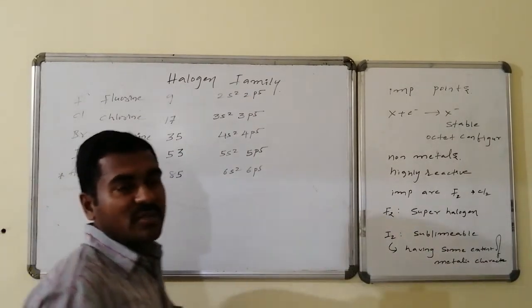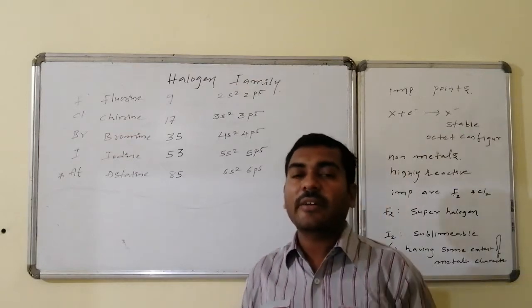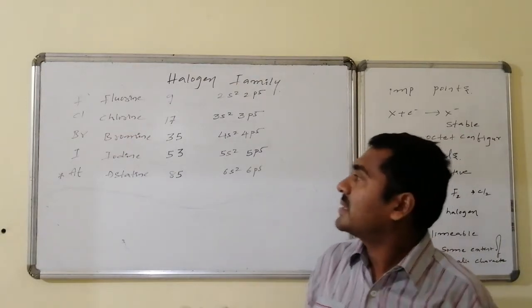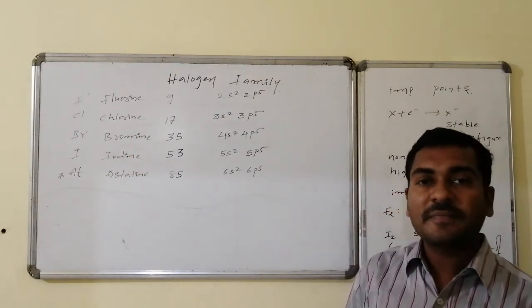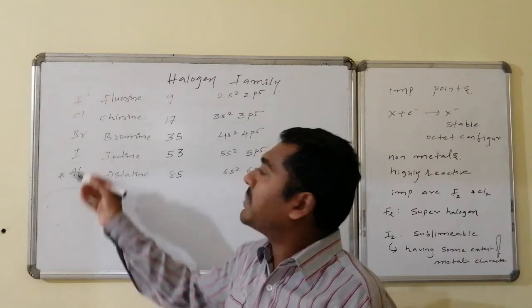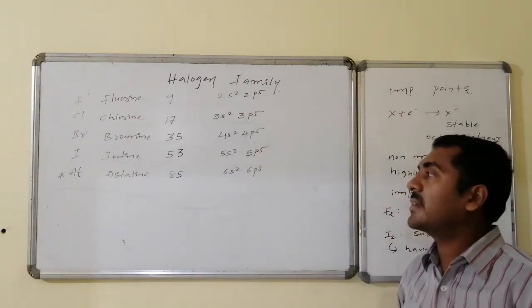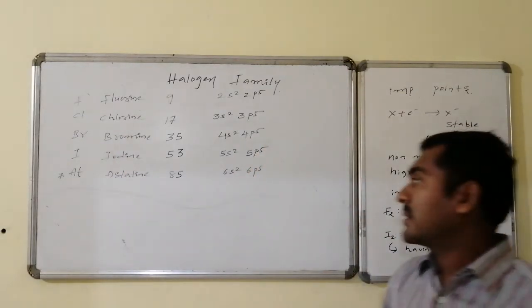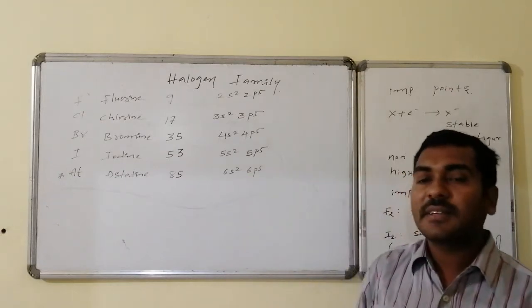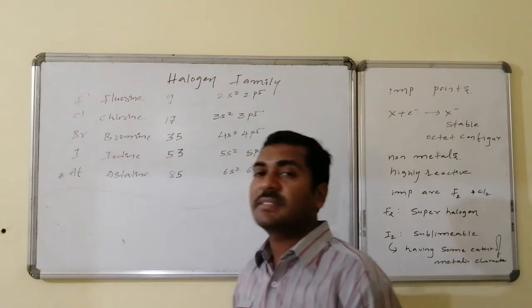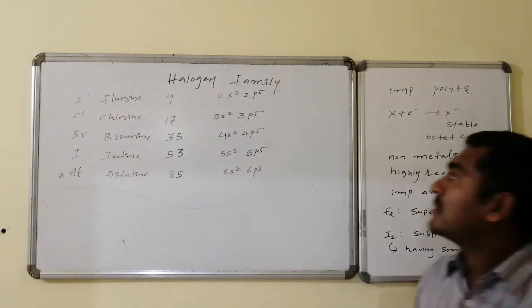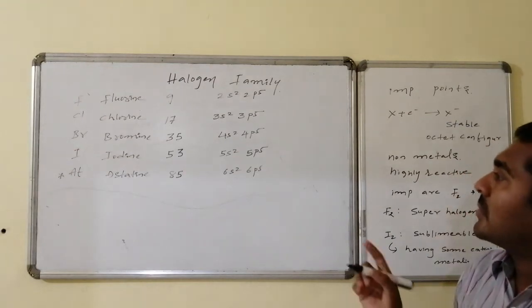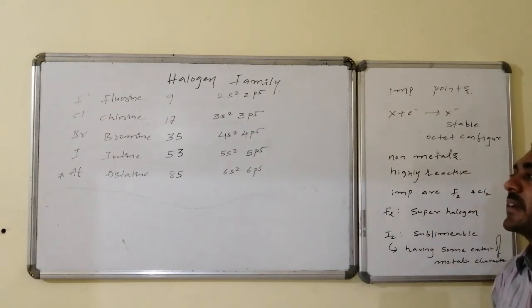The elements of the halogens, their electronic configuration and atomic numbers. These are fluorine, chlorine, bromine, iodine as well as astatine, whose symbols are F, Cl, Br, I followed by At. Astatine is a radioactive element, hence it is indicated with a star mark. Corresponding atomic numbers are fluorine 9, chlorine 17, bromine 35, iodine 53, astatine 85.